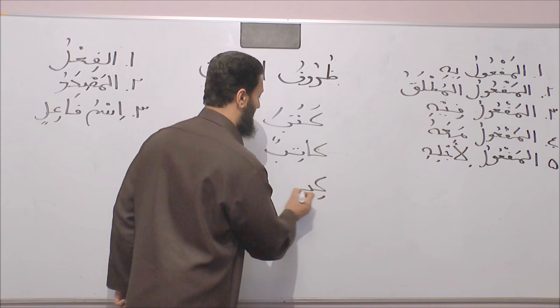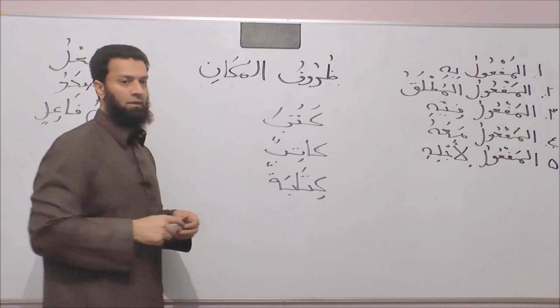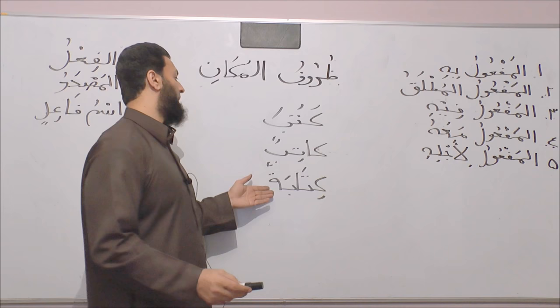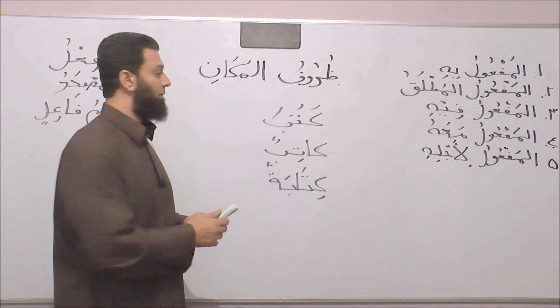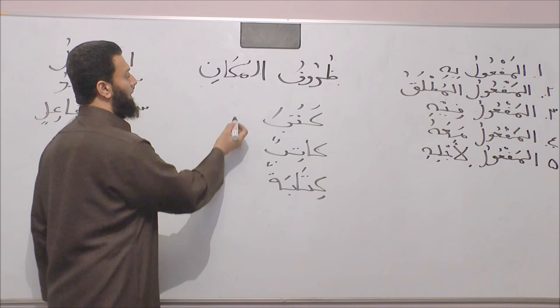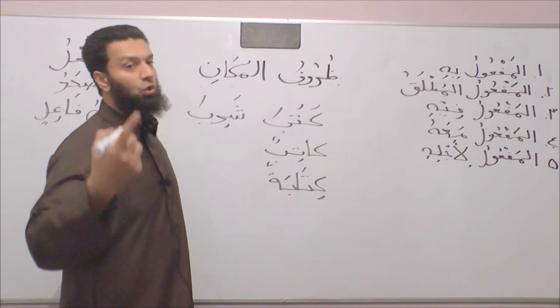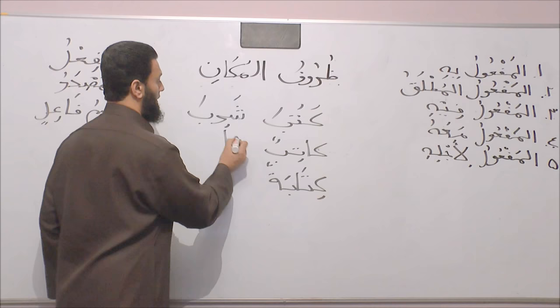Kitabatun. Right? So kataba is al-fi'lu. Katibun is ismu fa'il. Kitabatan is al-masdaru. Right? Another example, one which you know, al-masdaru. Shariba. Shariba is he drank. The ismu fa'il is sharibun.